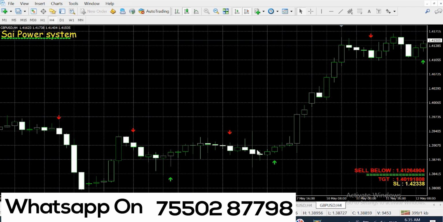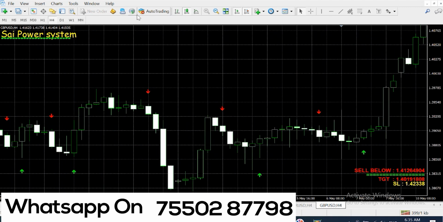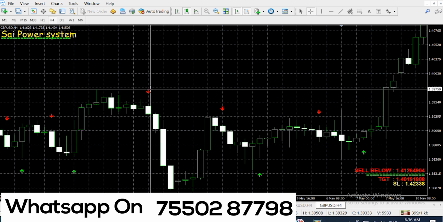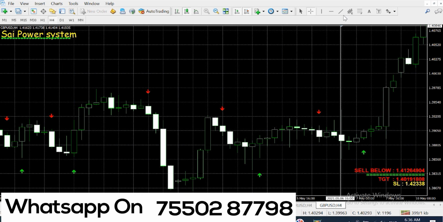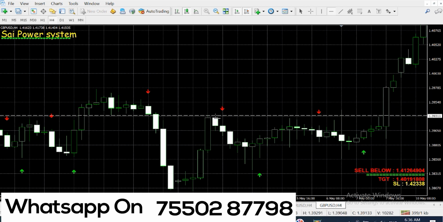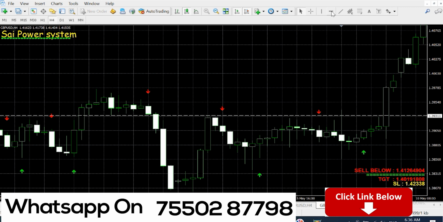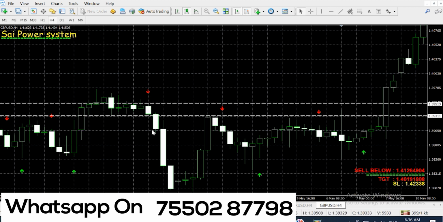I personally use the 4 hour chart. For example, we'll start with this candle. Sell below will appear below this candle, so it will pop up like this. Sell below means this is the sell below this candle. And the stop loss is whichever candle the arrow shows, the high of that candle is the stop loss. Same way, if it shows buy here, the low of the candle is the stop loss. So it's a very small stop loss if you notice. And the customized target will show here, like a minimum target.